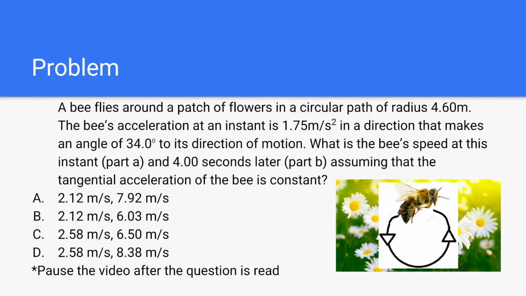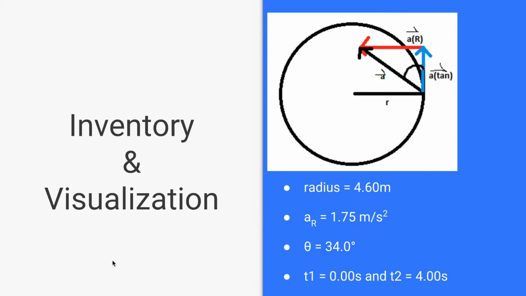And 4 seconds later, assuming that the tangential acceleration of the bee is constant. So our visualization is of the top-down view of the bee's path. Because this is non-uniform circular motion, we don't draw the acceleration vector pointing directly towards the center of the circle. We draw it as shown in the visual.